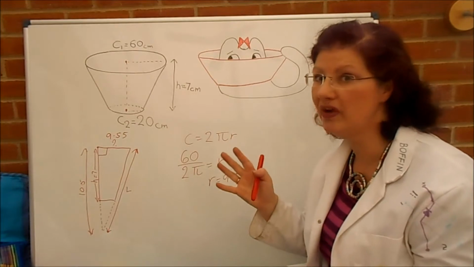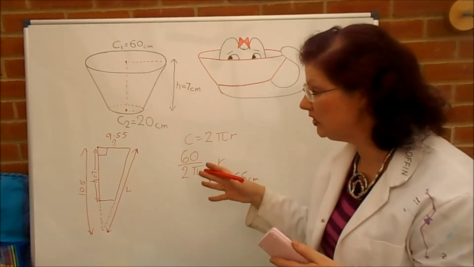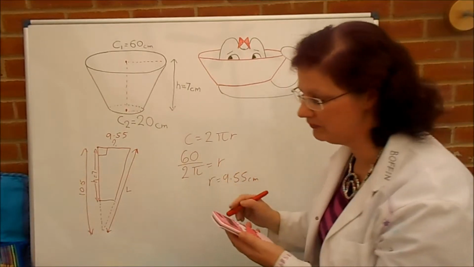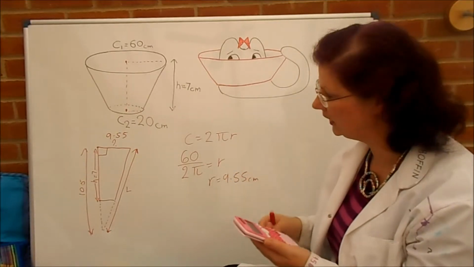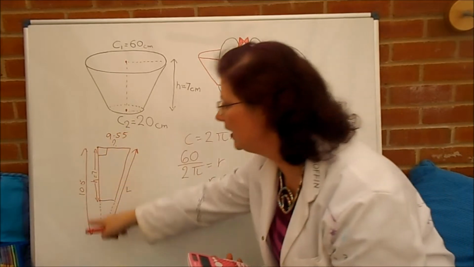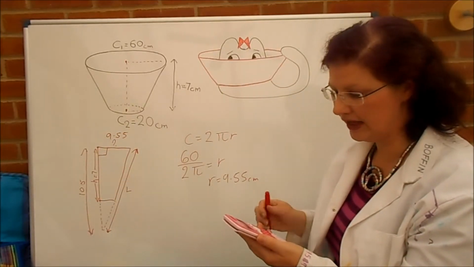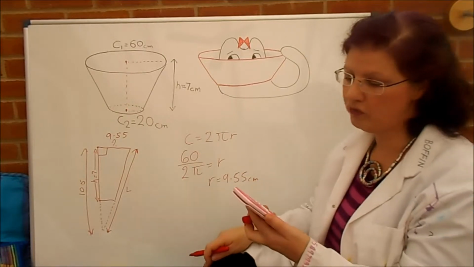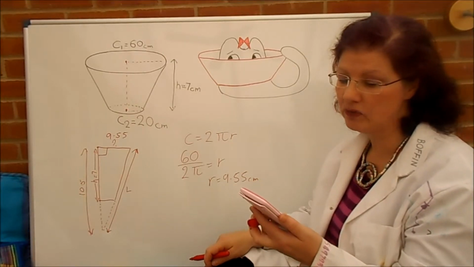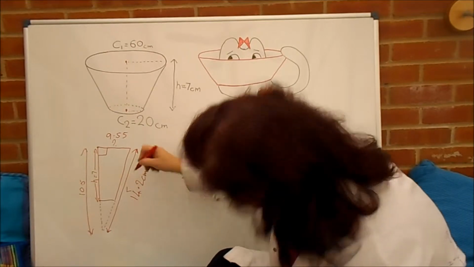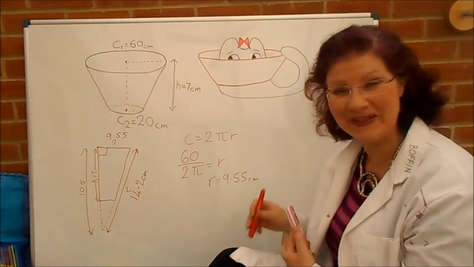I'm assuming you know Pythagoras, okay? If you're not sure what I'm doing here about finding the longest side of a right angled triangle, check out some of the other Batty Boffin videos, but I'm just going to whiz through and assume you know what you're doing here. I'm doing 9.55 squared plus 10.5 squared equals that, square root of the answer, and we get 14.2 to 1 dp. 14.2 centimetres. There. Did you get that?